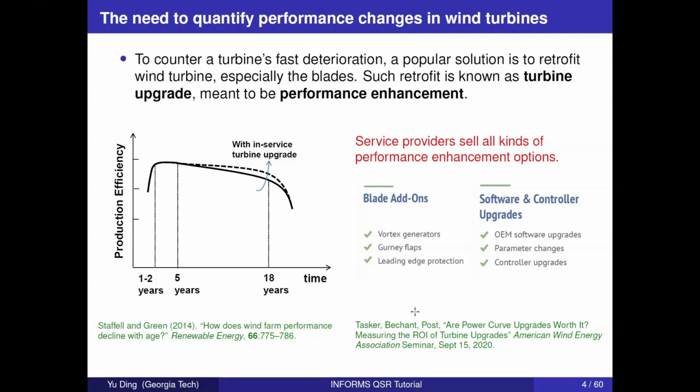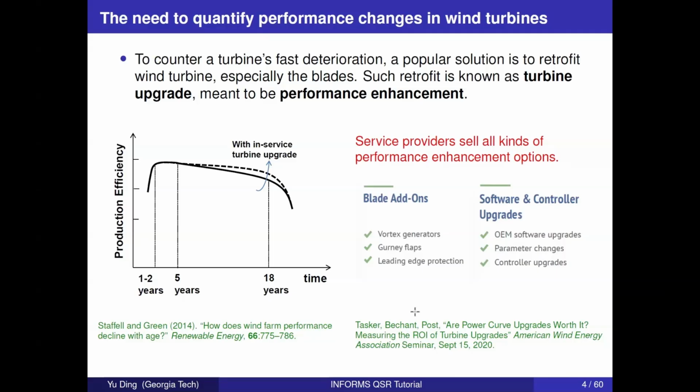There are a lot of service providers who approach the owner operator to say, I have some kind of turbine upgrade, or I have a retrofit. I can add something on your blade. I can do certain things with your control, and therefore we can restore your turbine production performance, right? It doesn't come for free. It's actually going to cost the owner and operator. One of the questions is, does the revenue brought in by the service justify the cost of the service in the first place?